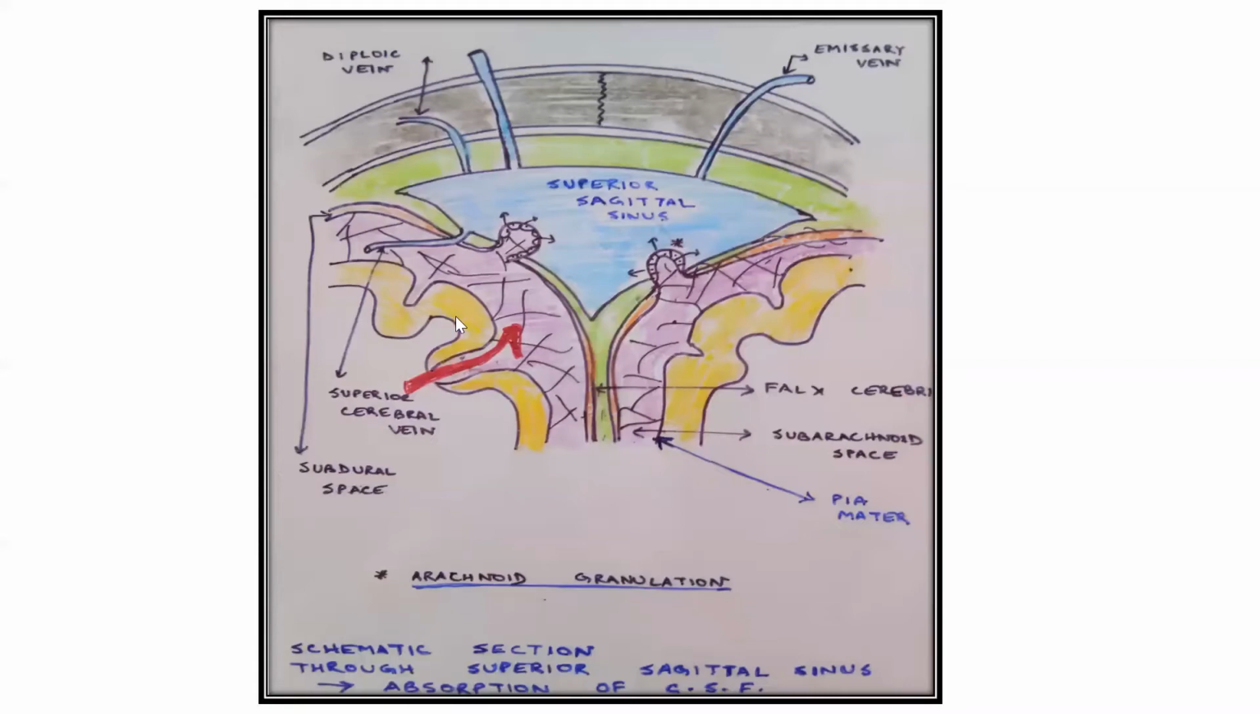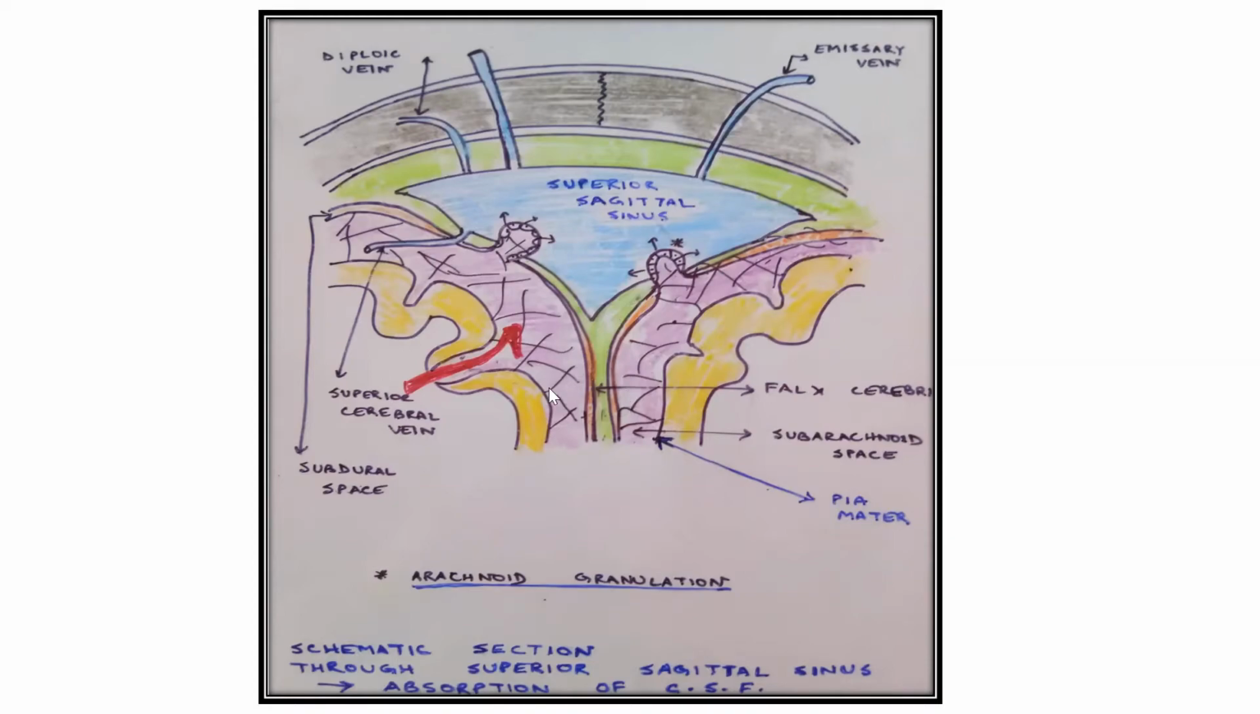This yellow color structure is the convolutions of the brain covered by the pia mater. So in between the endosteal and meningeal layer of the dura mater, we have the superior sagittal sinus, that is the dural venous sinus. And this venous sinus, we can see, is connected by means of the emissary veins. These emissary veins are connecting the dural venous sinus, intracranial sinus with the extracranial veins, and thus helping to maintain the intracranial pressure.